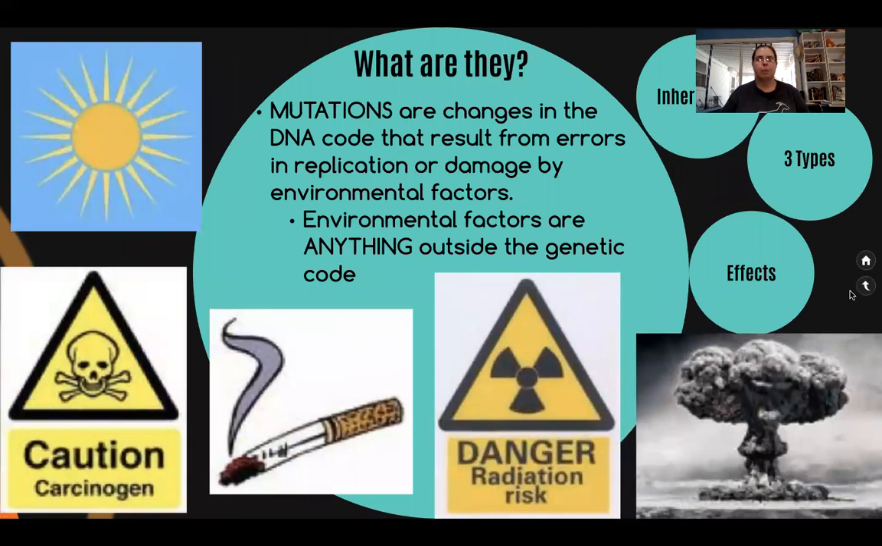So what are they? As we said, mutations are changes in the DNA code, and typically this can either result from an error occurring during DNA replication, or it can be damaged by some kind of environmental factor. Now, when we talk about environmental factors in terms of biology and genetics, an environmental factor is anything outside of your genetic code, so anything outside of your DNA. Whether it's your diet, your lifestyle, things you're exposed to, things that you eat, all of that is part of environmental factors.